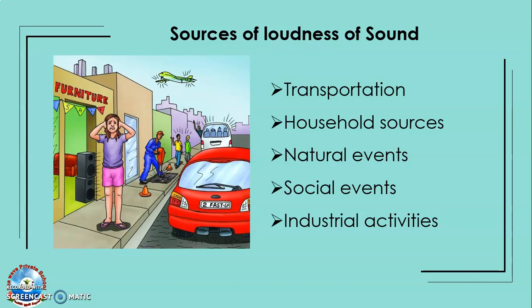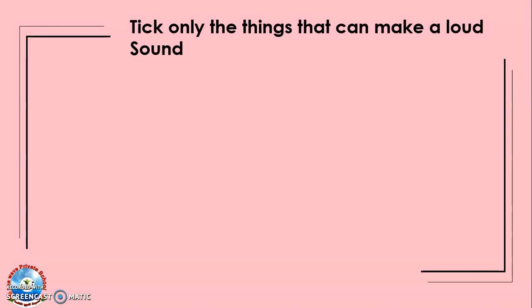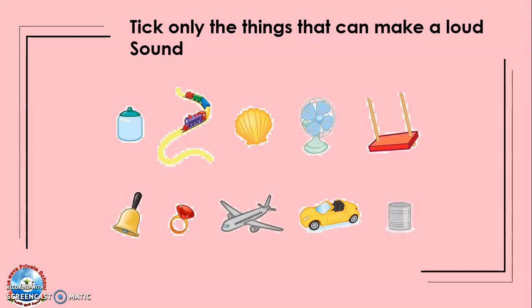Okay, students, so from this, you have a question. Tick only the things that can make a loud sound. Observe this carefully and tick it. Ready, students? Yes. What are the things that can make a loud sound? Very good. Next. Excellent. Very good, students. So you all done, right?